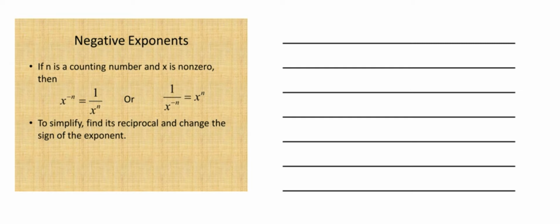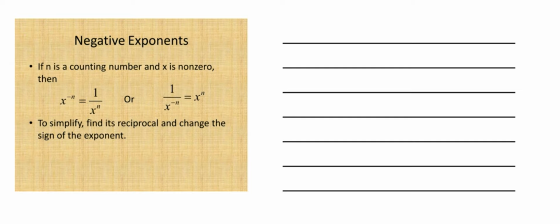Negative exponents. So if n is a counting number and x is non-zero, then x to the power of negative n is equivalent to 1 over x to the positive n. Or 1 over x to the negative n is equivalent to x to the positive n. So in few words, to simplify, find its reciprocal and change the sign of the exponent.